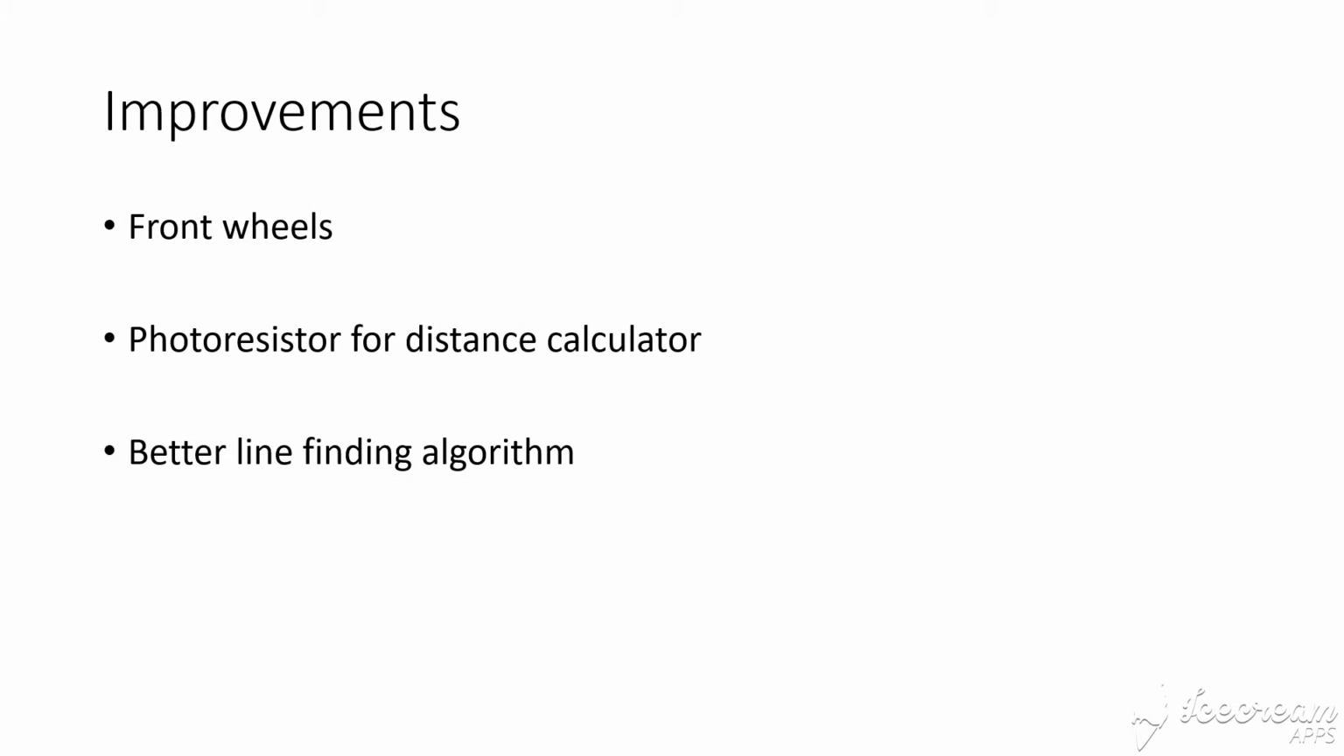Improvements. If we were to improve the vehicle, one of the first things we'd do is add front wheels, because the sleds on the front of the vehicle would get stopped sometimes. We could put the wheels in the front of the vehicle, but we'd have to change the configuration of where the photoresistors are. And then another improvement would be for our distance calculator.